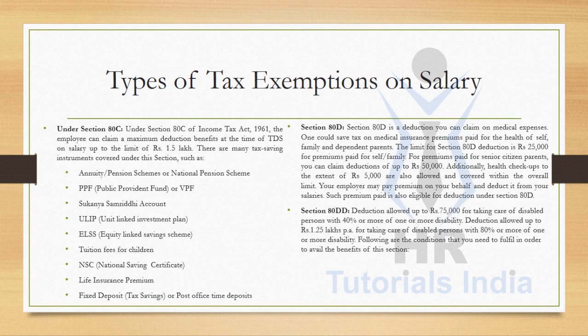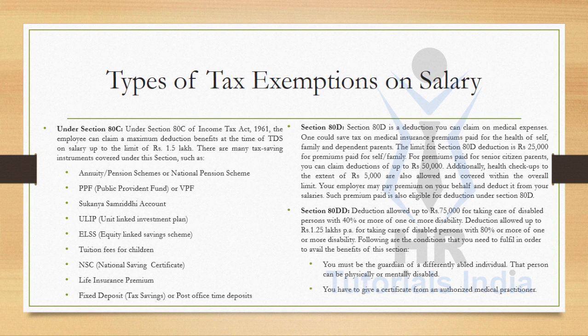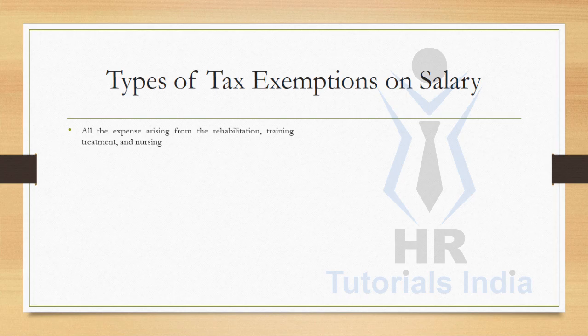Section 80DD. Deduction allowed up to 75,000 for taking care of a disabled parent with 40% or more of one or more disability. Deduction allowed up to Rs 1,25,000 per annum for taking care of disabled persons with 80% or more of one or more disability. Following are the conditions that you need to fulfill in order to avail the benefits of this section. You must be a guardian of a differently abled individual. That person can be physically or mentally disabled. You have to give a certificate from an authorized medical practitioner. All the expenses arising from the rehabilitation, training, treatment and nursing.